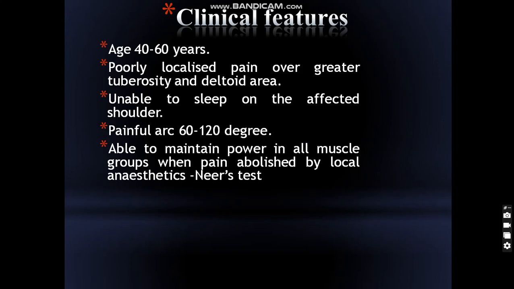Clinical features. Age 40 to 60 years. Poorly localized pain over greater tuberosity and deltoid area. Unable to sleep on the affected shoulder. Painful arc 60 to 120 degrees. Able to maintain power in all muscle groups when pain is abolished by local anesthetics.